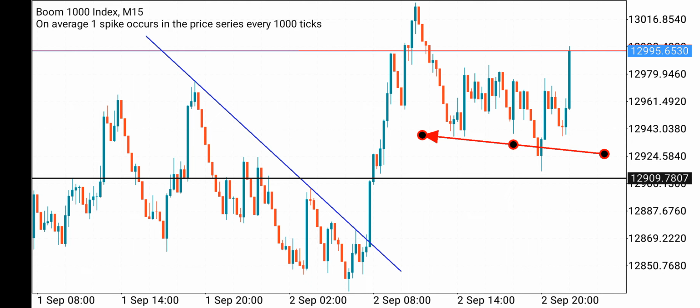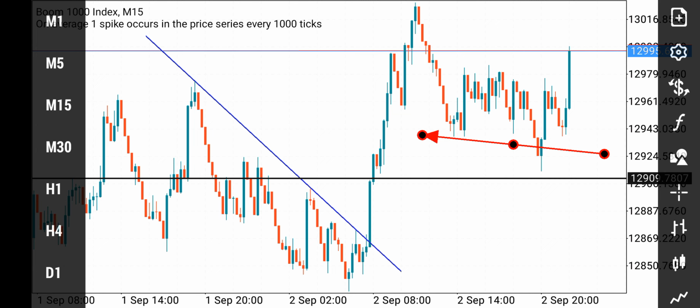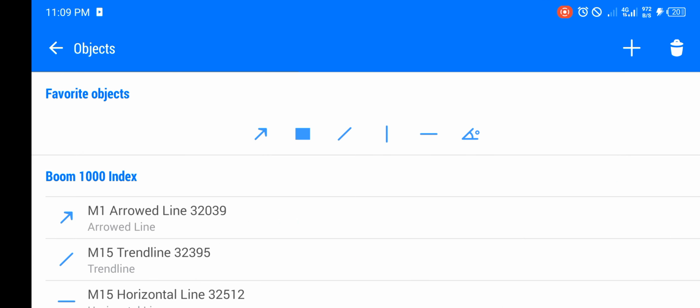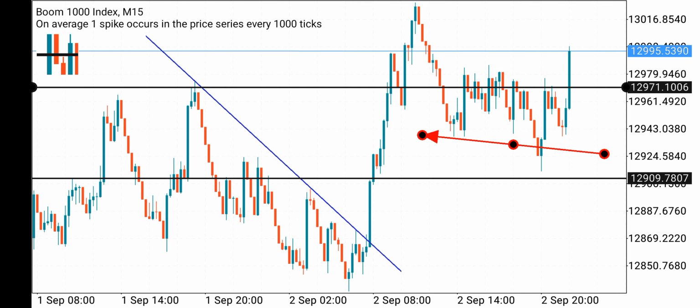I'm targeting a particular take profit level. Usually my take profit level overall should be somewhere around here at the previous high. Now this is what I want you to do.